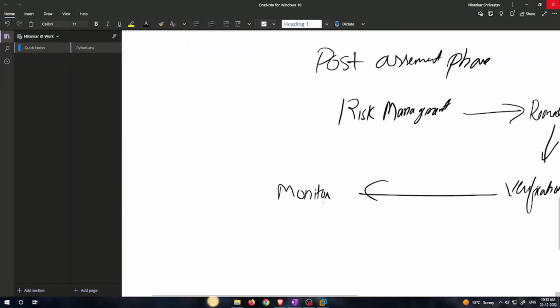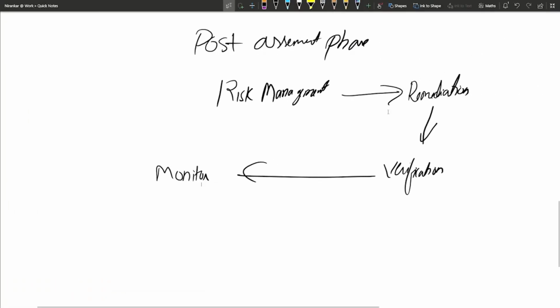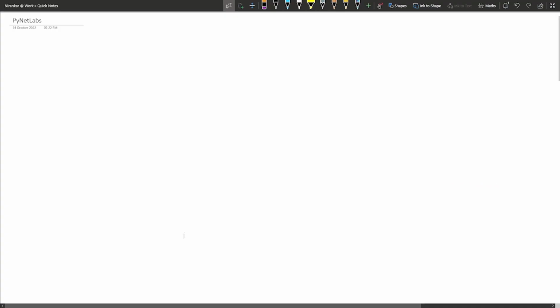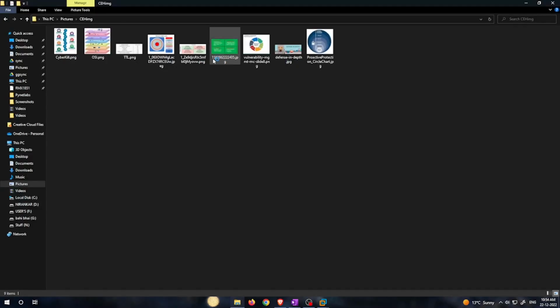Hey everyone, let's talk about vulnerability classification and assessment type. Before we move further, let's talk about what is true positive, true negative, false positive, and false negative. For this, I have an image.